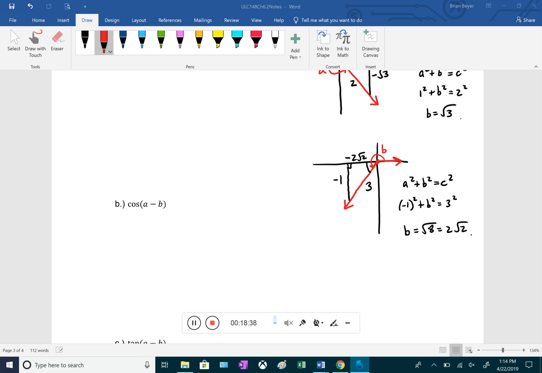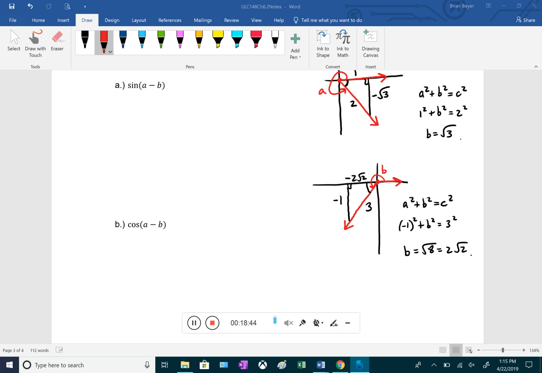So the first one, we have sine of A minus B. So this is going to be the sine of A minus B formula, obviously, so let's write that down. So we have sine A times cosine B minus cosine A times sine B. And we just have to fill these in.